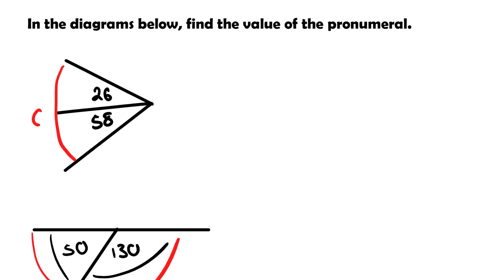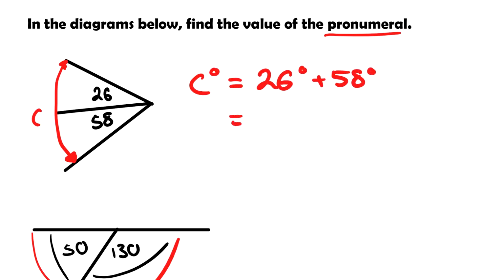Now below we're going to answer some other problems that we might come across, and we need to find the value of the pronumeral. Now the pronumeral is just a fancy word for the letter we're finding the value of. So as you can see here, we've got angle C, and it comes from up here, if I draw an arrow, down to here. Now we need to find what that angle is. Both angle 26 and angle 58 make up angle C. So I can say that angle C is going to equal 26 plus 58. So angle C is 84 degrees.